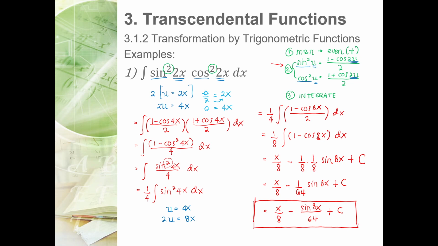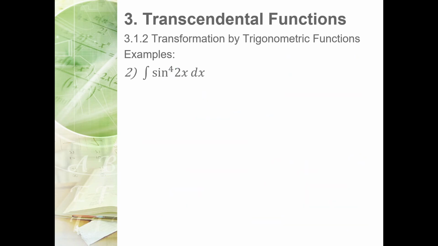So let's proceed to the next example. So you have sine to the power of 4 of 2x. So again, write our process on the upper right so you can remember it. Okay, so m and n should be even and positive.